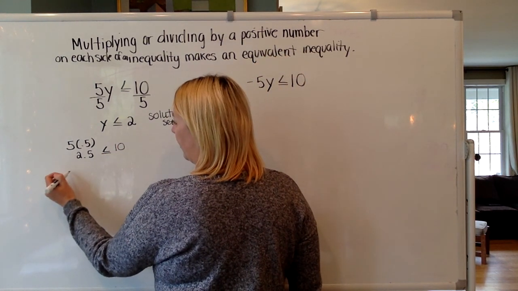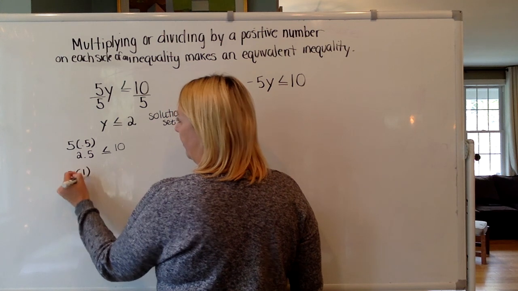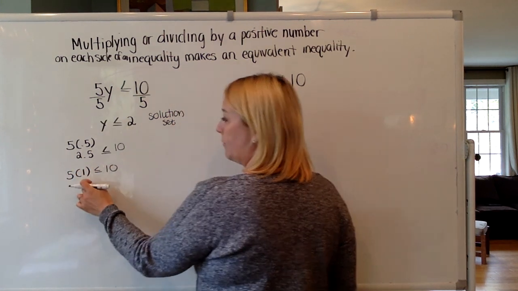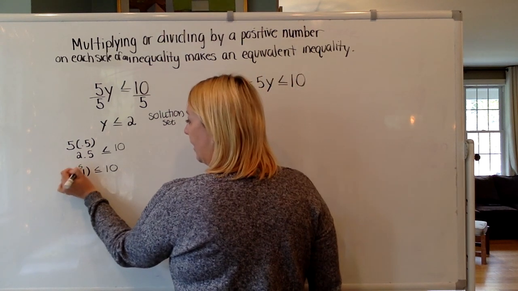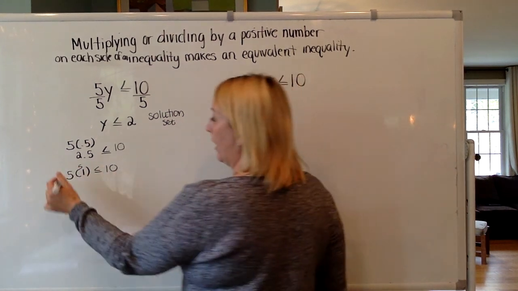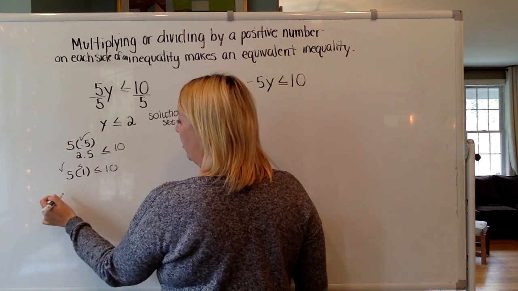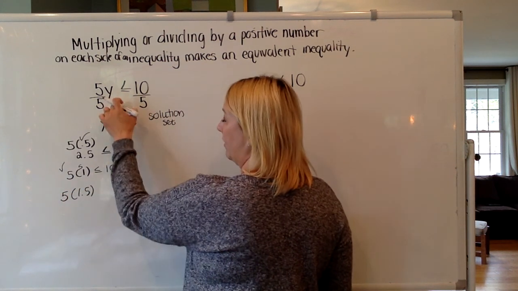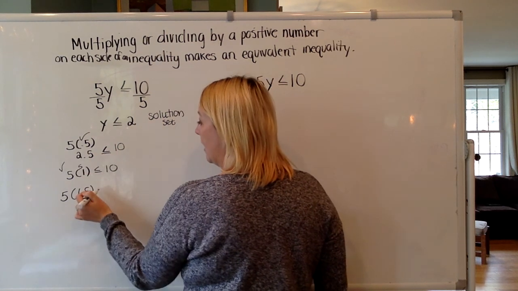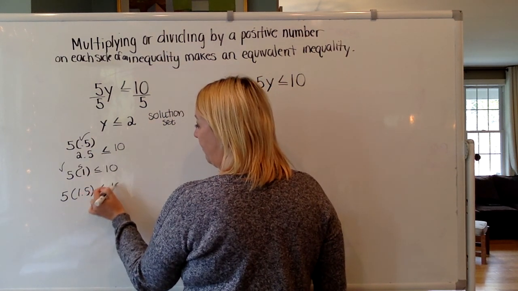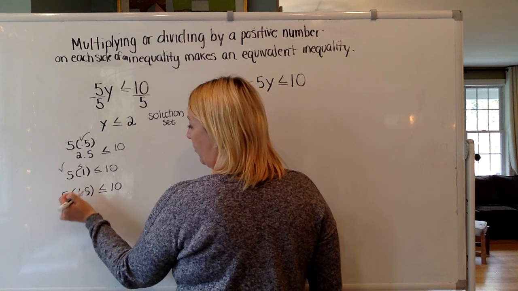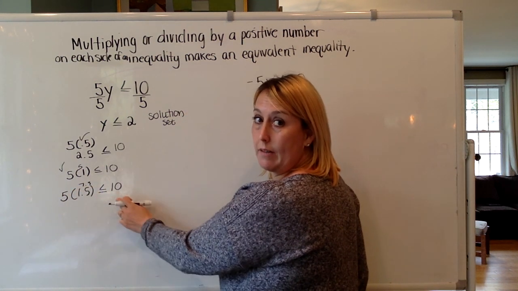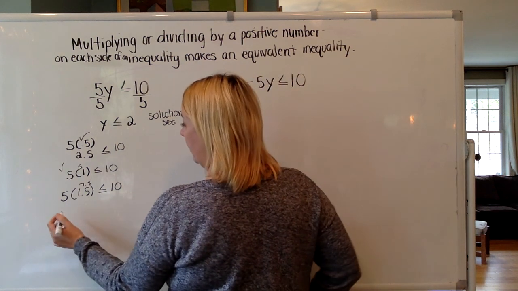Now I'm going to plug in 1 for y. Going back up here, is this true? Well, 5 times 1 is 5, and 5 is less than 10. So again, that's true. Let's plug in 1.5 for y, which is still less than 2. 5 times 1.5 is 7.5, and 7.5 is less than 10, so I know I did that correctly.